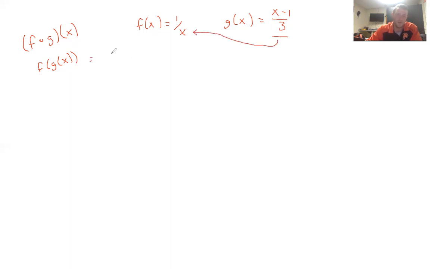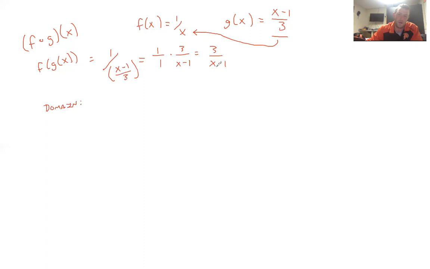So this would equal 1 over all of this, (x minus 1) over 3. Again, when you divide by a fraction, you flip and multiply. So that'd be 1 over 1 times 3 over (x minus 1). See how I flipped this? 3 over x minus 1, and then this was 1 over whatever. So this would be 3 over x minus 1. Then it's going to ask for the domain.